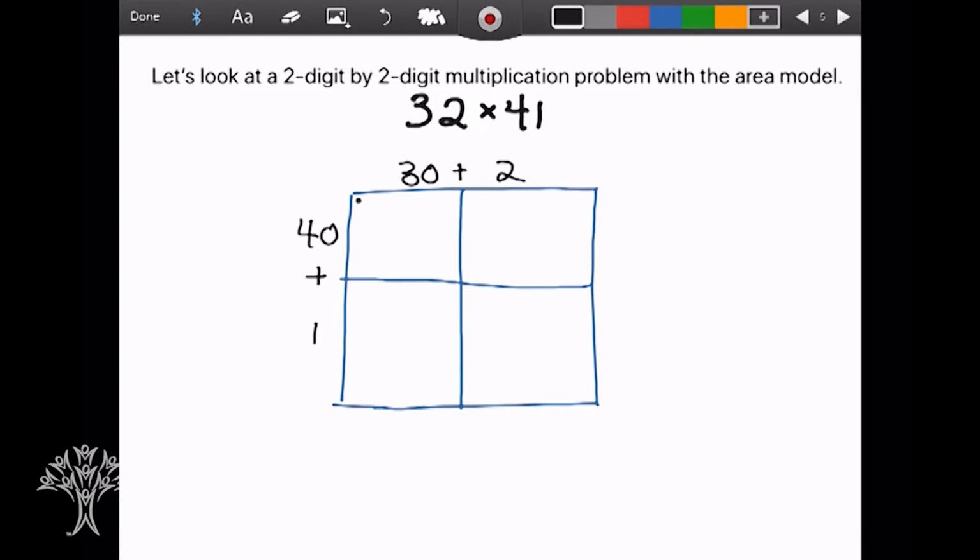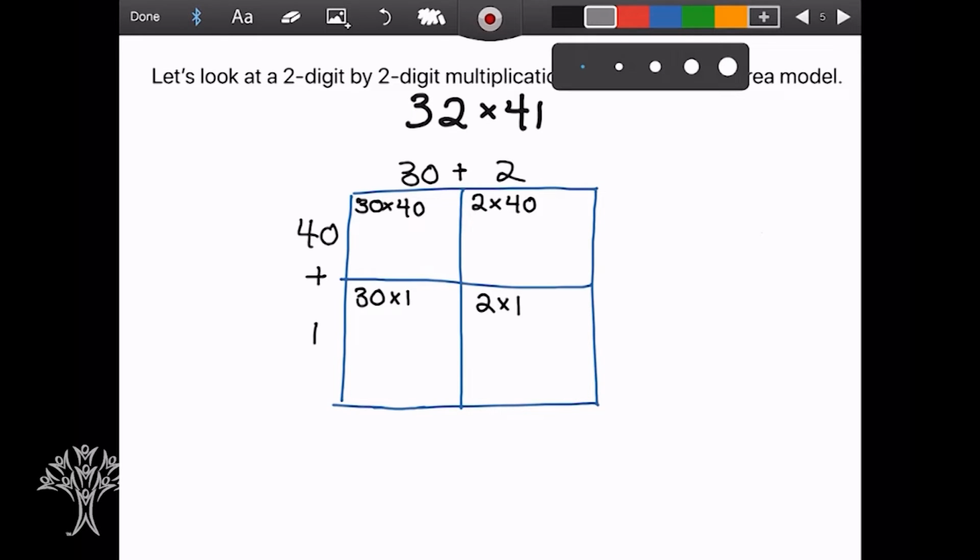So in this box here, I'm going to be solving 30 times 40. In the next box over, I'm going to be solving 2 times 40. Then I'm going to drop down here, I'm going to solve 30 times 1, and then a 2 times 1. So this is a great organization method if you were solving 2-digit by 2-digit numbers.